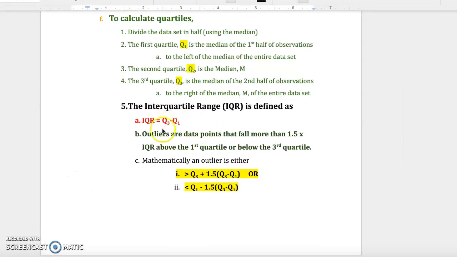So the IQR is the difference between Q3 and Q1, and we'll use that to define outliers. So an outlier, now we know, we'll take Q3 and add 1.5 times the IQR. That's the largest number that's not an outlier. We'll take Q1 and we'll subtract 1.5 times the IQR, which is what's represented by Q3 minus Q1, and that's the lowest number that's not an outlier.